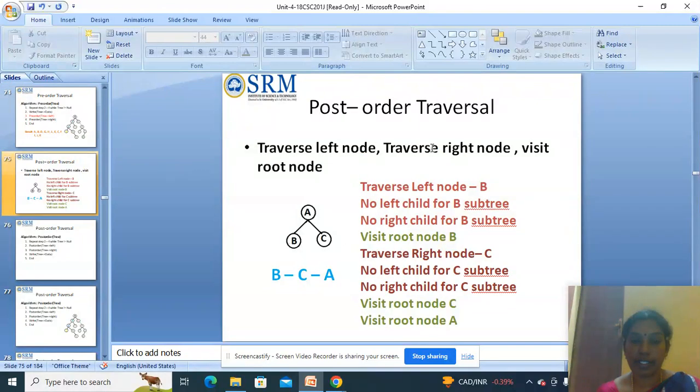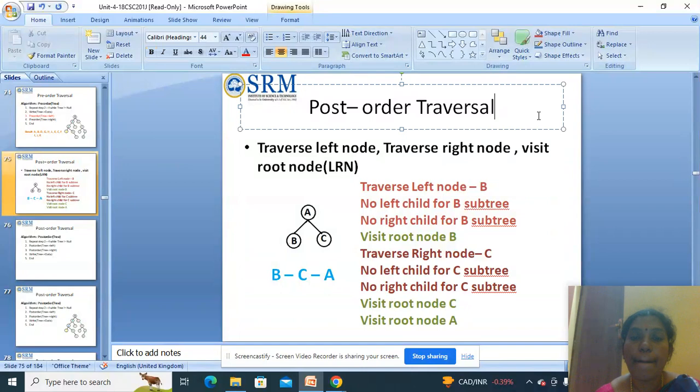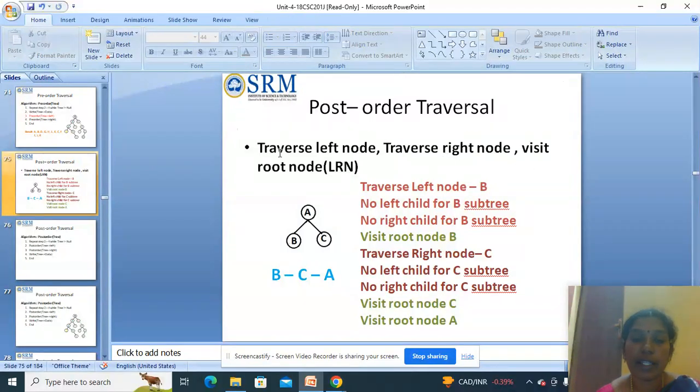Next we will discuss post-order traversal. This is the third type. In post-order traversal, the visiting order is left, right, and then the root part. So the formula is left, right, and node. This is the order of post-order traversal. First we visit the left subtree, then the right subtree, and then the node part. Let us take this simple example of a tree.